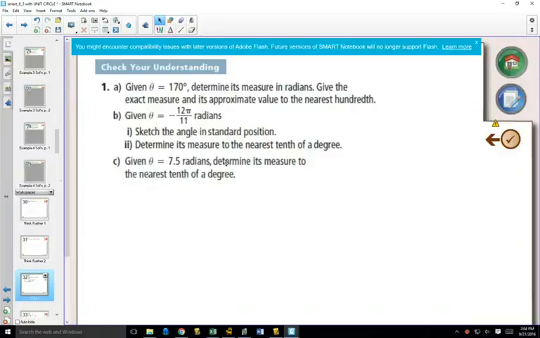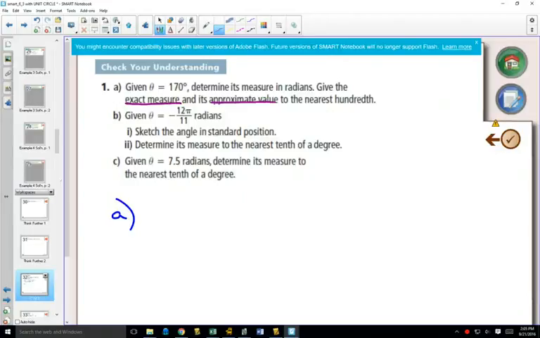All right, so here's our first example. It is practicing changing from radians to degrees and degrees to radians. So if in A you have 170 degrees and you want to find it in radians, a couple of important things are noted here. It says find an exact measure and approximate value.